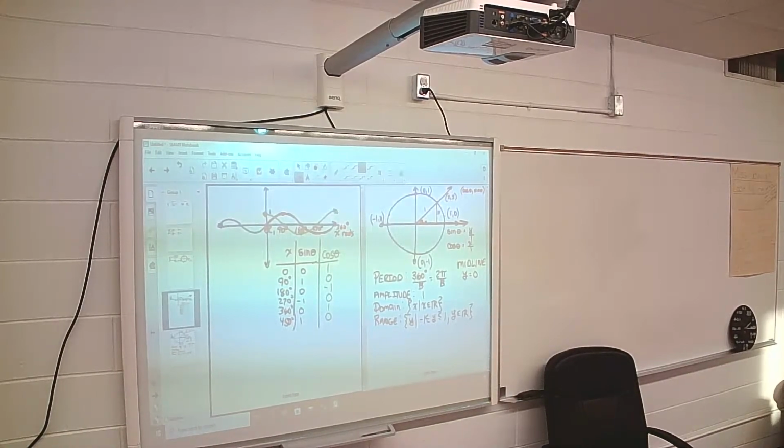Your x-intercepts, where do the x-intercepts occur? Give me a couple examples of x-intercepts for the cosine graph. 90 and 270.